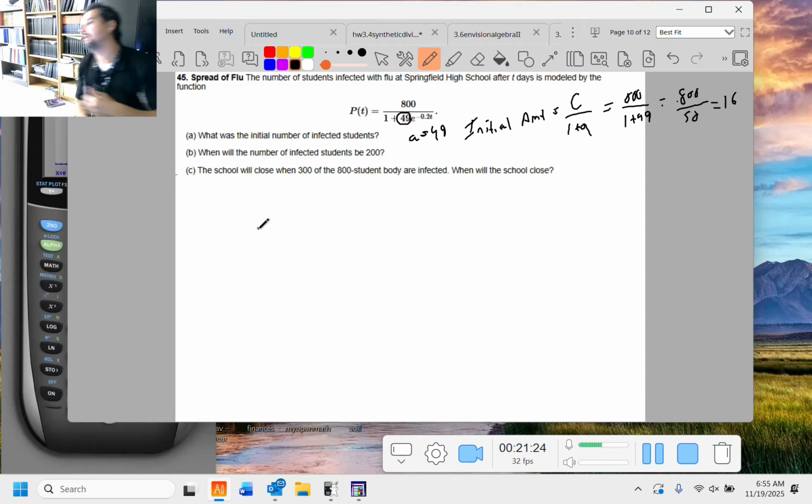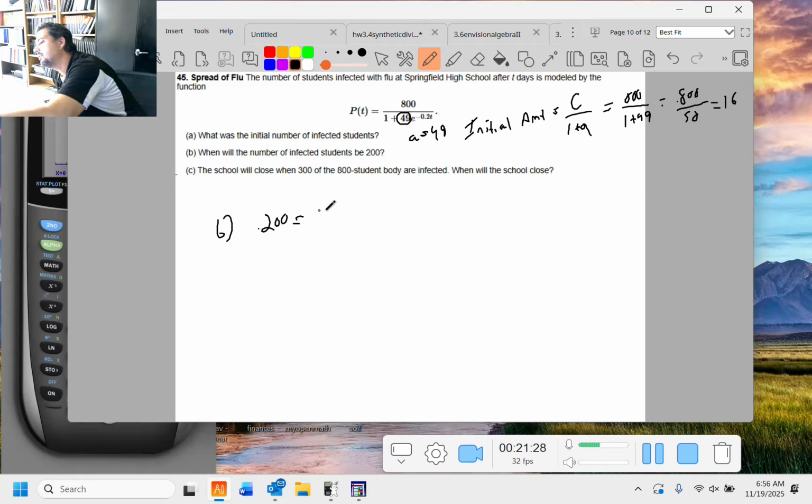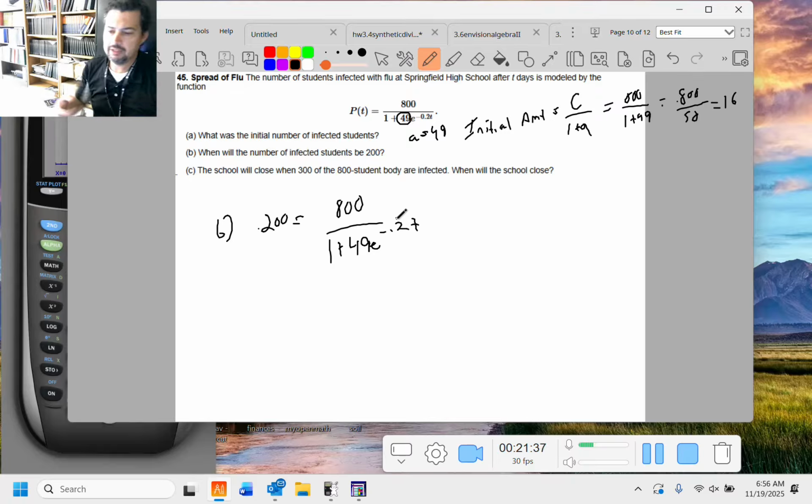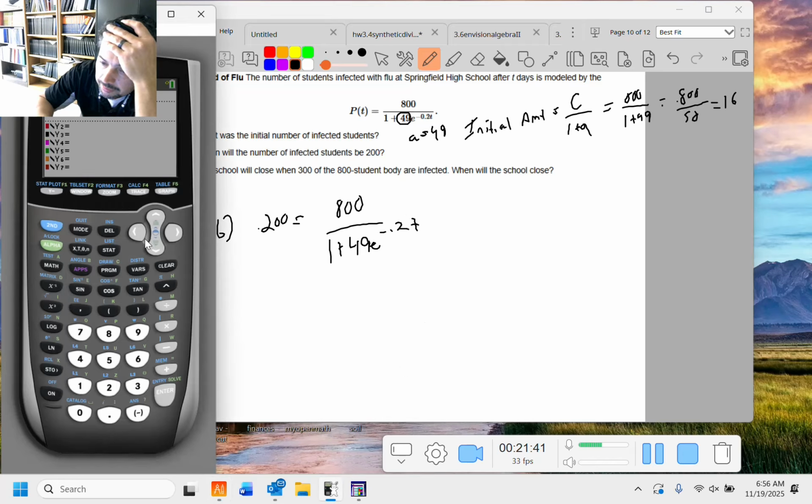When will the number of infected students be 200? So part B here, we're just going to set 200 equal to this equation. And I guarantee the author of your text intends on you to do this graphically. So it's not a hard problem to do. Let's throw a 200 in y2 and use the intersect feature. I'm going to go ahead and look into the future. I'm going to change my x max to be 60 days, 2 months, whatever. Second trace 5 for intersect.